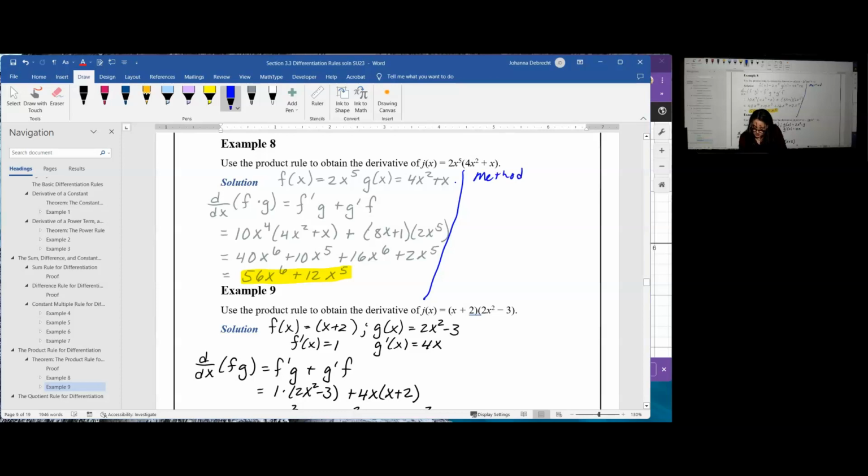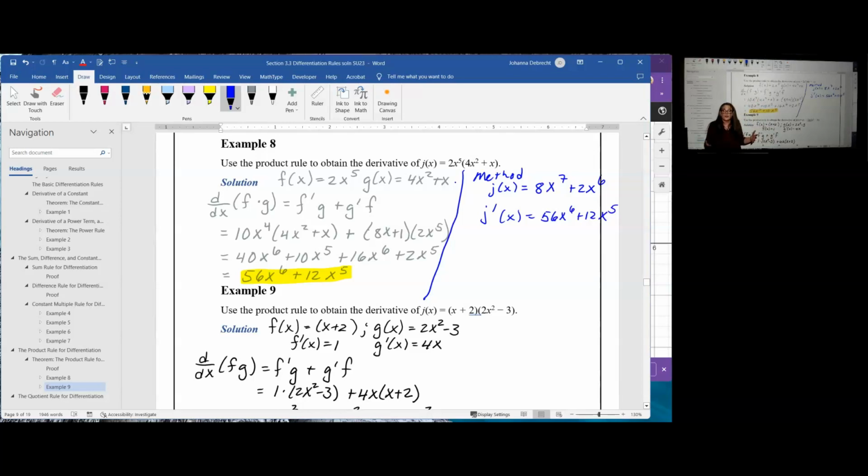Would I get the same derivative? I hope so, because it should come out the same. If I multiply out my function, I would get 8x to the 7th plus 2x to the 6th. This would give me a derivative of j of 56x to the 6th plus 12x to the 5th. The same result I got on the left.